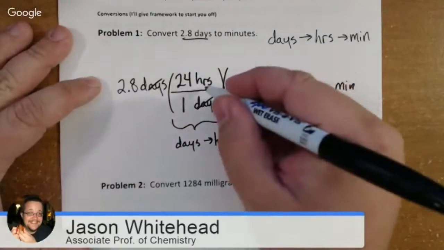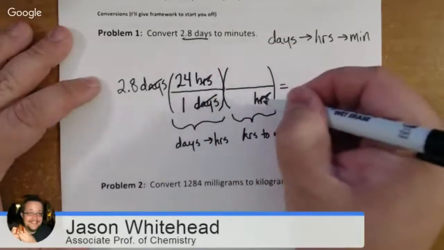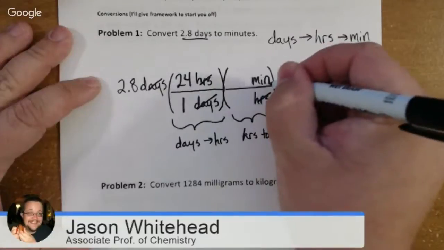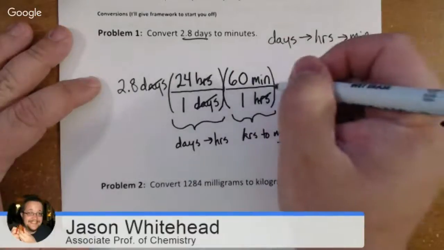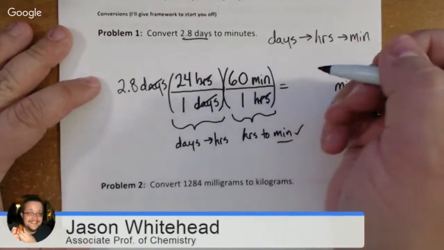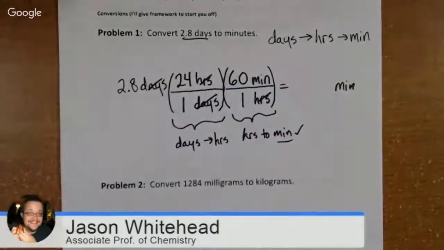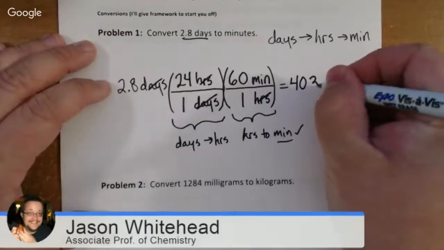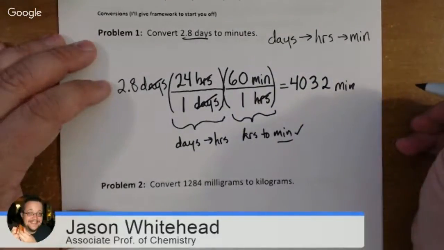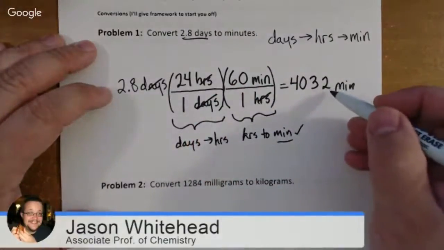And now I can tackle my second conversion factor. I don't want to end in hours. I want to cancel hours. And I can relate hours to minutes. For every 1 hour, I've got 60 minutes. So we can use our calculators. We can multiply across the top. 2.8 times 24 times 60. And that gives us 4,032 minutes. Or in other words, 2.8 days equals 4,032 minutes.